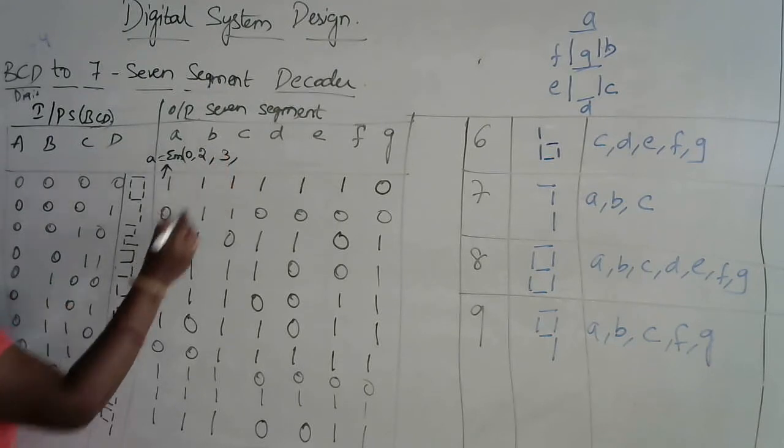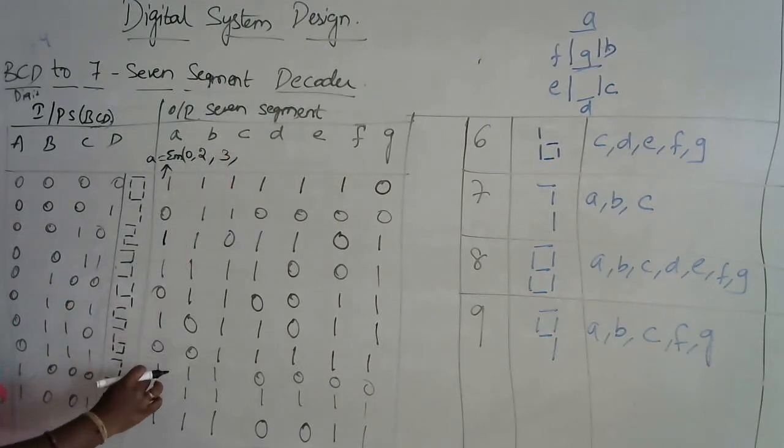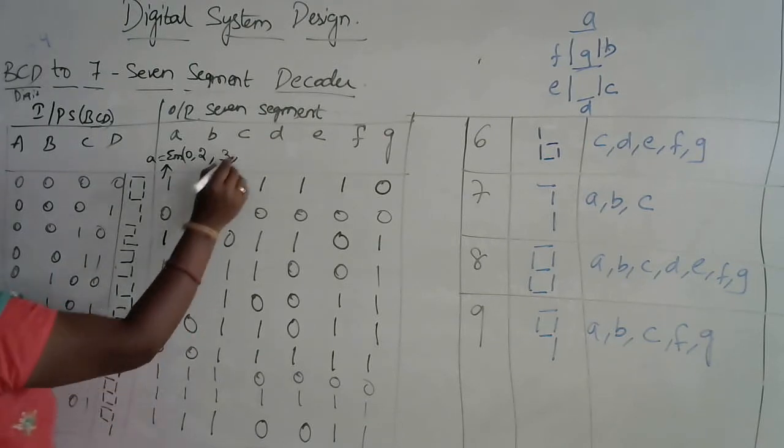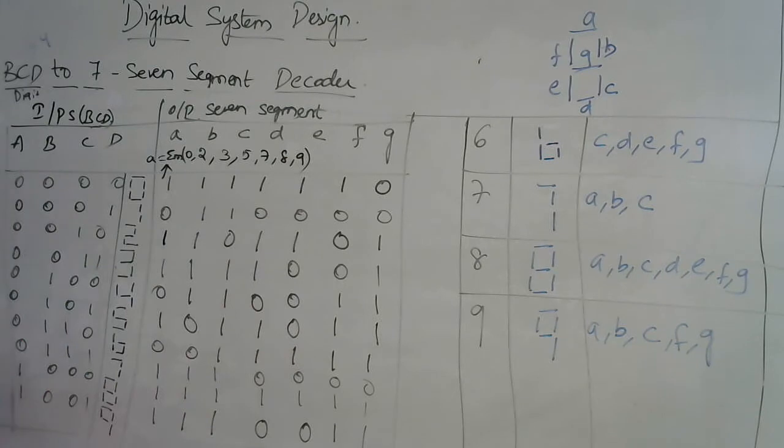Next is 3. This is 5, 7, 8, 9. So 5, 7, 8, 9. And whenever we are drawing a 4 variable K-map, in case of a 4 variable K-map, we have a total number of cells of 16, that is 0 to 15.